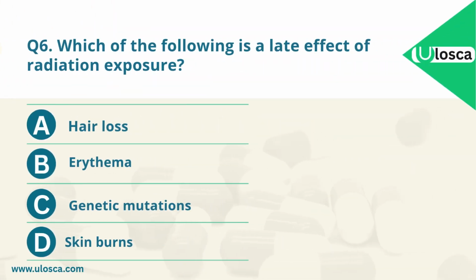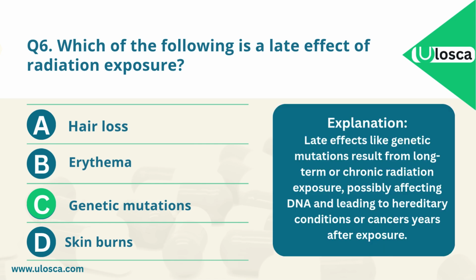The correct answer is C. Genetic mutations. Explanation. Late effects like genetic mutations result from long-term or chronic radiation exposure, possibly affecting DNA and leading to hereditary conditions or cancers years after exposure.